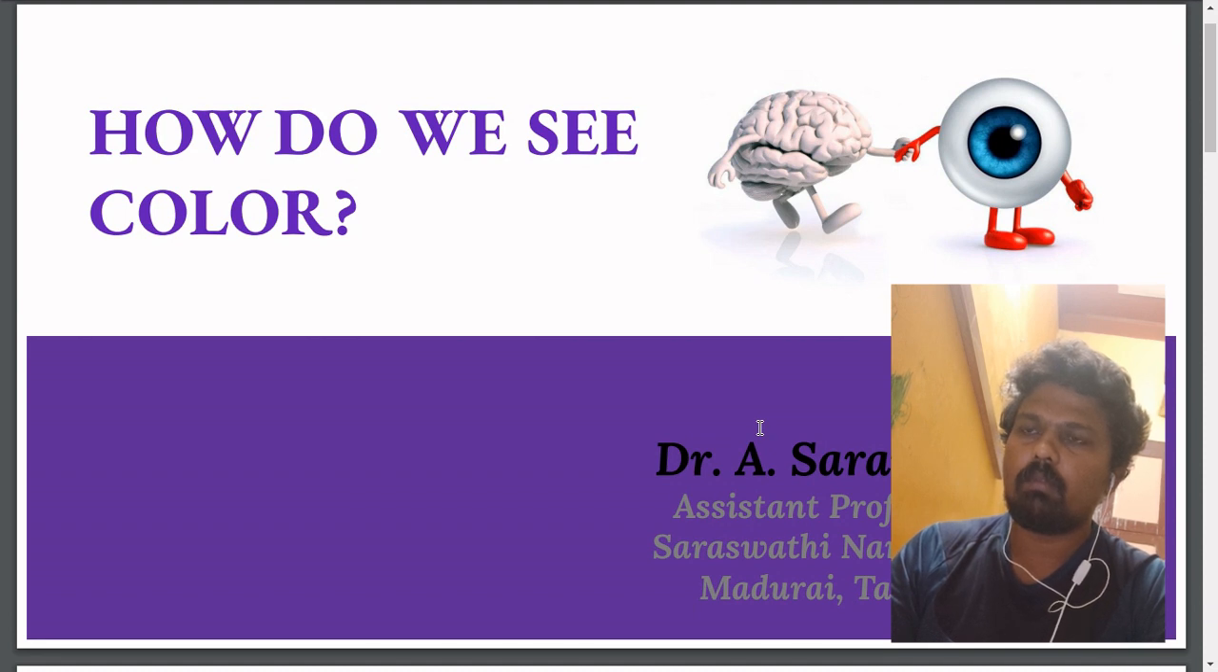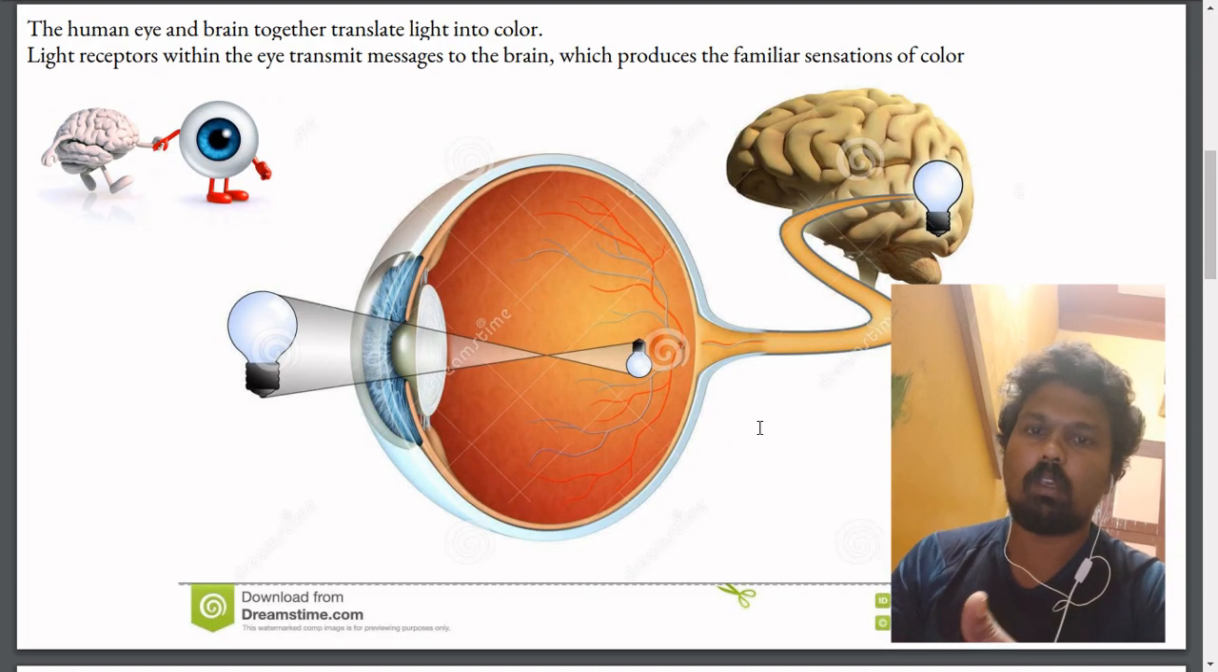Today we are going to discuss how we see colors. We are seeing many objects, but we are able to differentiate many colors. How we are able to see or differentiate different colors, that's what we are going to see today.